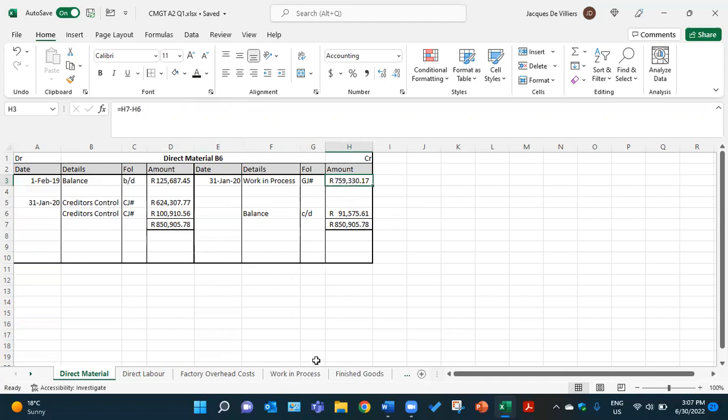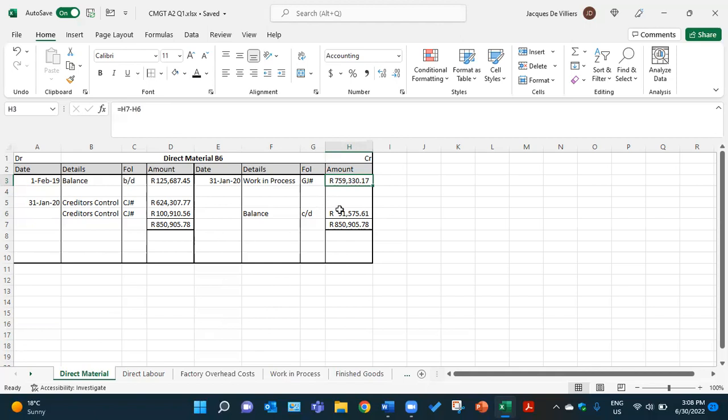So now I know that when I go to my work in progress ledger account, and I have an entry here under direct material that says work in process for that amount on the credit side, in my work in process general ledger, I'm going to have a corresponding entry on the debit side that will say direct material.